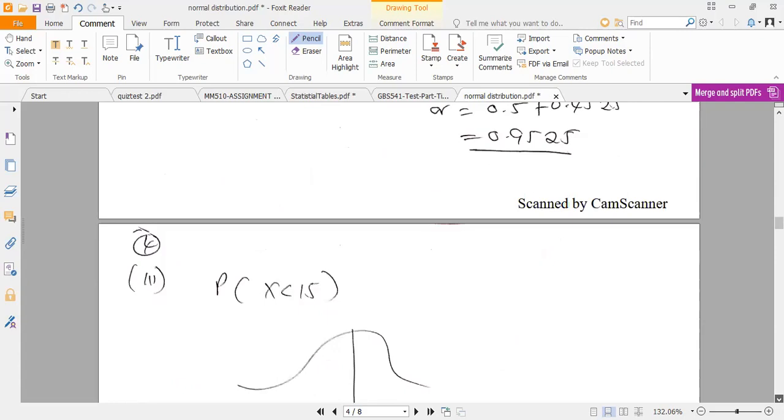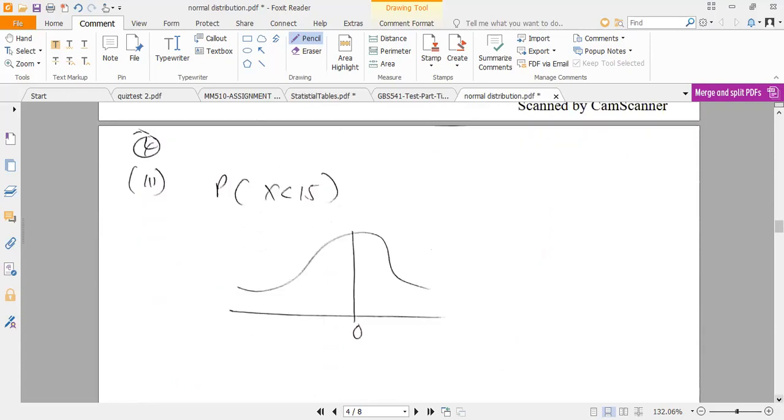Now, let's try this one, 15. I want the ladies to start. X is less than 15. Step 1, what do we do? Illustrate. So 10 is here. Where's the 15 going to be?